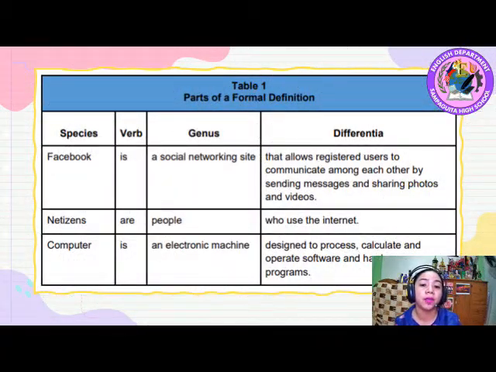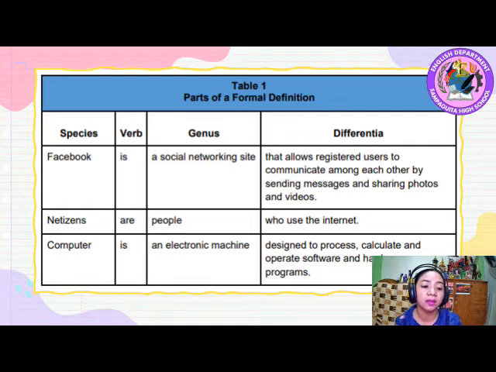So here we have the parts of a formal definition based on the given example that I discussed a while ago. So we have the species, which is the Facebook. Verb is which is singular because Facebook is only one. Genus, because a Facebook is a social networking site. And then the definition of it, or the differentia, is that allows registered users to communicate among each other by sending messages and sharing photos and videos.